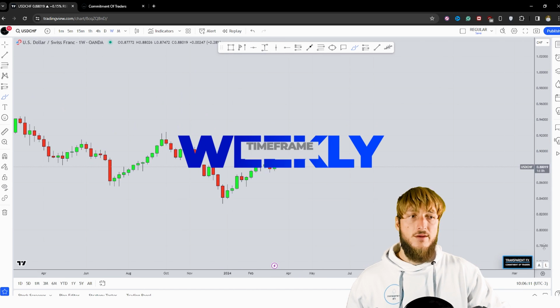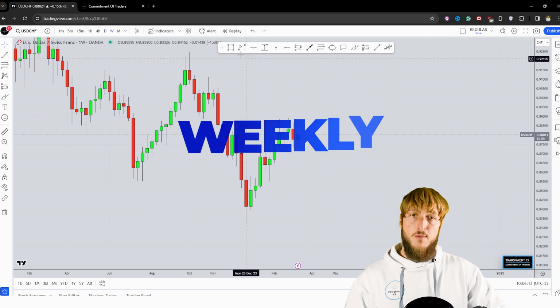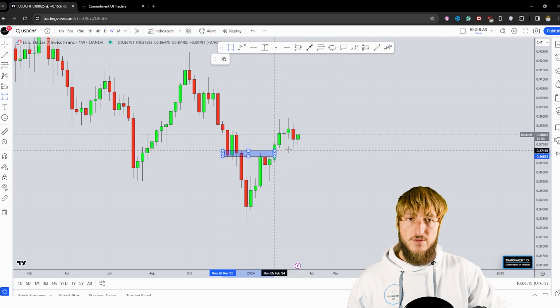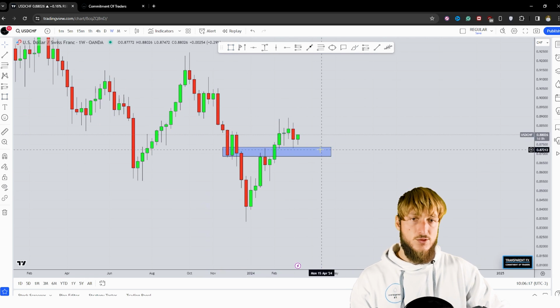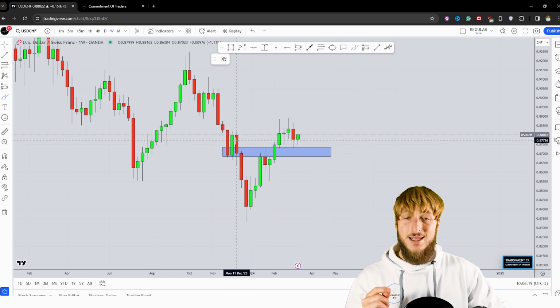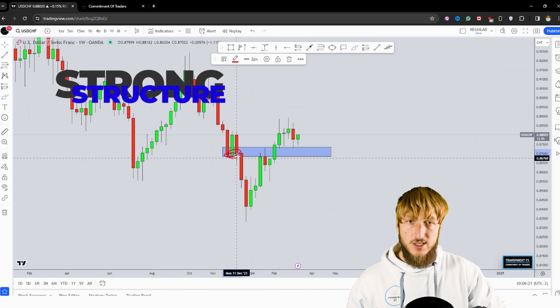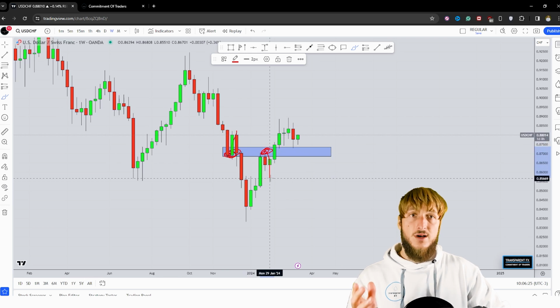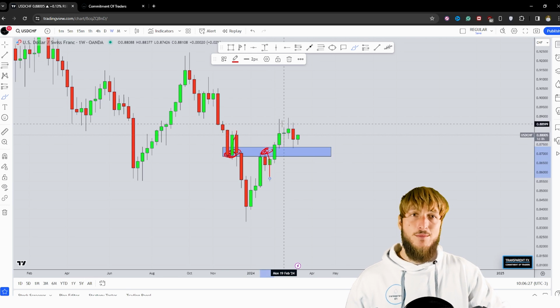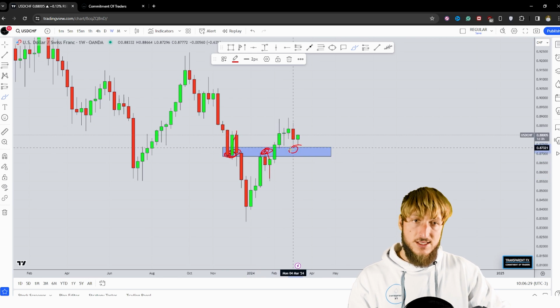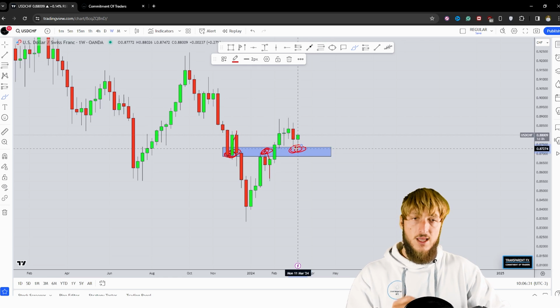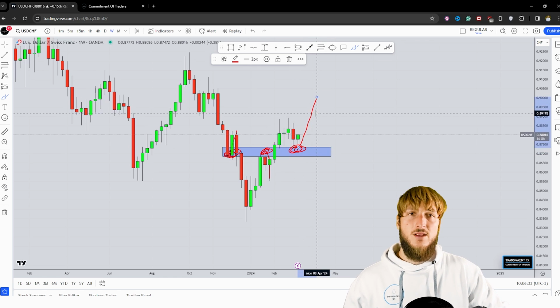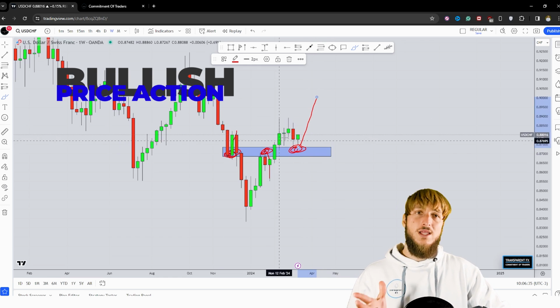Dropping down on the weekly time frame, what do we see? Well, from a weekly standpoint, the first structure level that we really have to identify is this one here. This zone has been acting as quite important structure, first as structure support here, then as structure resistance here. Now the market has broken back above that zone. So this previous resistance is now turned support.